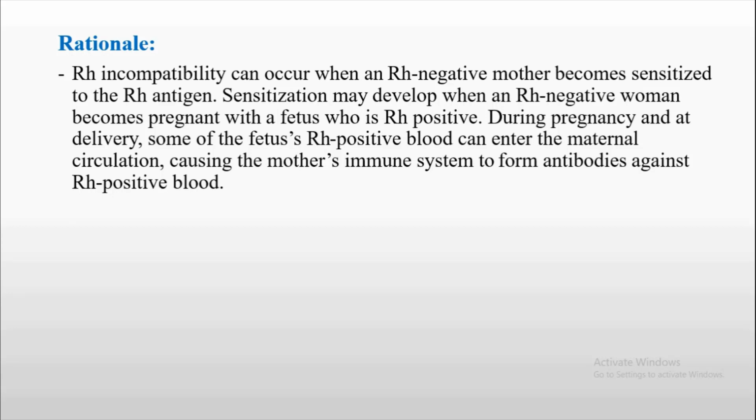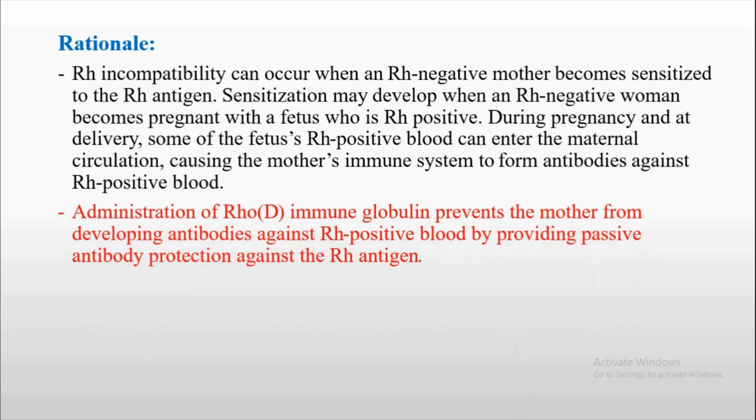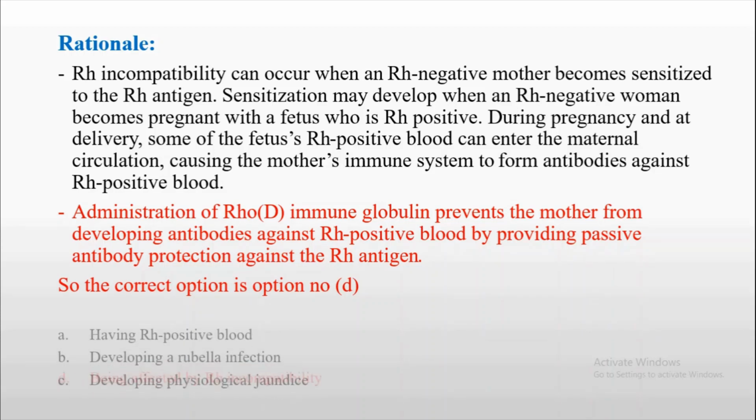Rh incompatibility can occur when an Rh negative mother becomes sensitized to the Rh antigen. Sensitization may develop when an Rh negative woman becomes pregnant with a fetus who is Rh positive. During pregnancy and at delivery, some of the fetus's Rh positive blood can enter the maternal circulation, causing the mother's immune system to form antibodies against Rh positive blood. So administration of Rho-D immunoglobulin prevents the mother from developing antibodies against Rh positive blood by providing passive antibody protection against the Rh antigen. So the correct option is option number D.